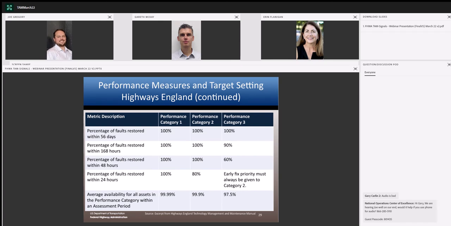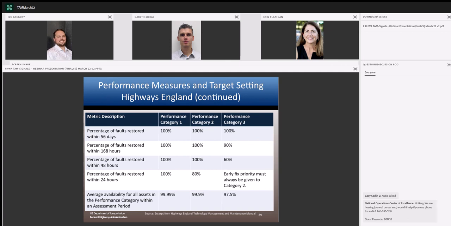This table here is an explanation of the expectations for those different performance categories. You'll see that in category 1, the expectation is that 100% of faults are restored or remedied within 24 hours. For performance category 2 assets, you've got 48 hours to restore all the faults. For category 3, 90% of those are restored within 168 hours, but for 100%, you've actually got quite a long time there until those need to be completely resolved.